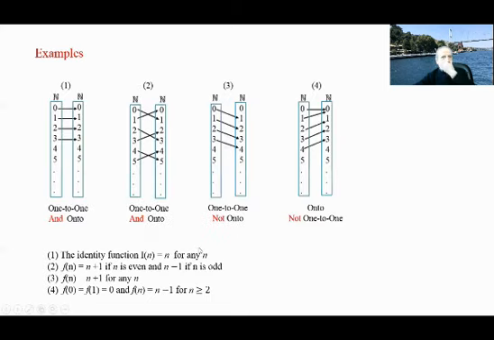Here are some examples. This one is from N to N. That's called the identity function. I(n) is equal to n for all values of n.